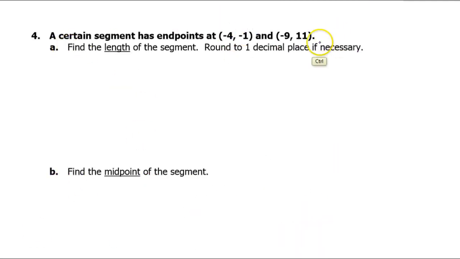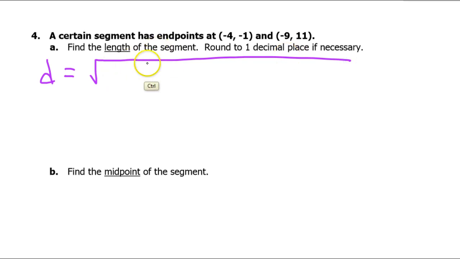Okay, for number 4, we have 2 new points. We're supposed to find the length of the segment. If we did the distance formula, here's how it would go. And I'm going to show you one additional thing here. We could just do x minus x. So this would be negative 4 minus negative 9. Just be real careful. It's not negative 4 minus 9. It's negative 4 minus negative 9. And then I have to do y minus y. So that's negative 1 minus 11 squared.